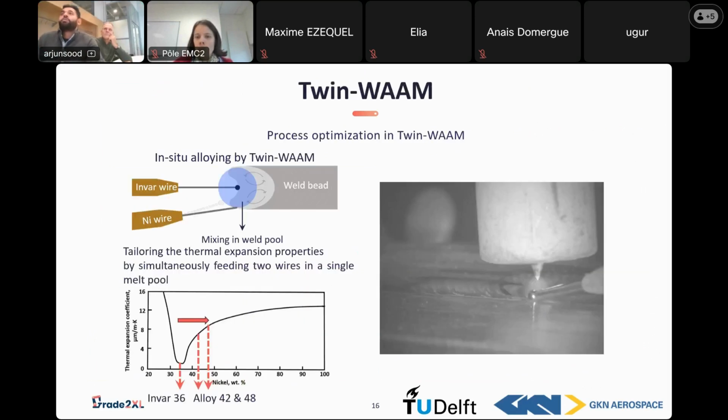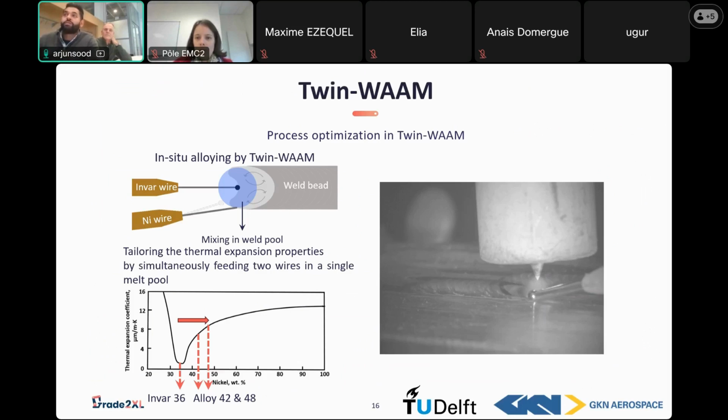From there, we moved on to our next step, which is another advantage of wire arc additive manufacturing, that it allows you to incorporate multiple wires in the single melt pool. The idea here is that by incorporating two wires, one is just an INVAR wire, which I mentioned earlier consists of 36 weight% nickel, and another is just a nickel wire. By mixing the two wires in a specific ratio, you can change the composition as shown below, from 36 to 42 or to 48 or whatever you desire.